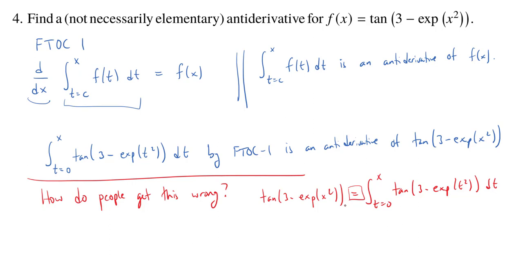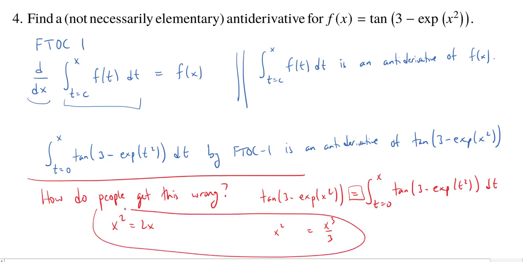This would be like saying, I know that an antiderivative for x squared is x cubed over 3, and then writing x squared equals x cubed over 3. Of course, this is nonsense, right? It doesn't work. This would be the same thing as somebody saying, oh, what's the derivative of x squared? Oh, it's 2x, and then writing x squared equals 2x. Of course it doesn't, right? So these are nonsense.